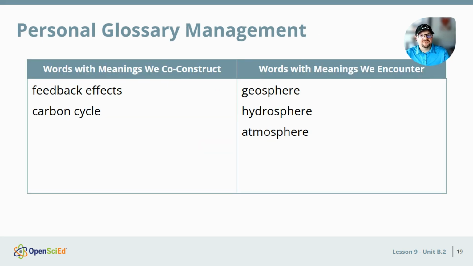For our student glossaries in this lesson, students encounter the terms geosphere, hydrosphere, and atmosphere, and you may want to add these to the glossary with some simple images for support. The co-constructed terms we want them to formally add are carbon cycle and feedback effects. I find it best to define these terms explicitly only after the class has co-created a shared understanding during the consensus discussion, rather than front-loading them ahead of time.